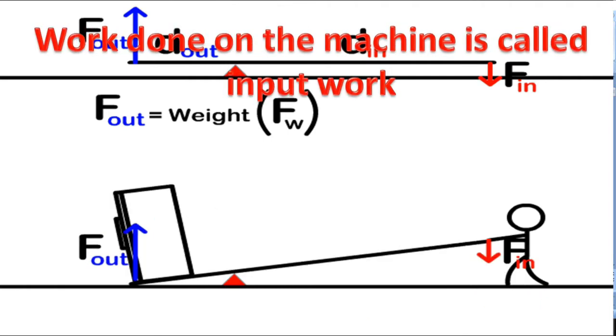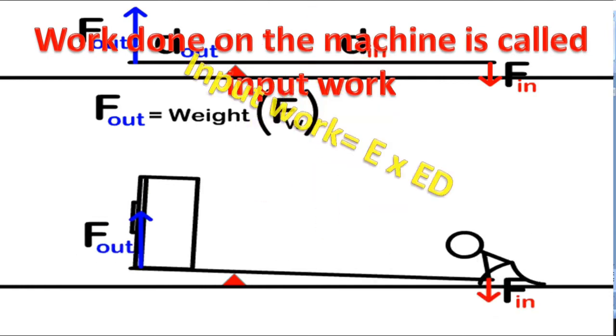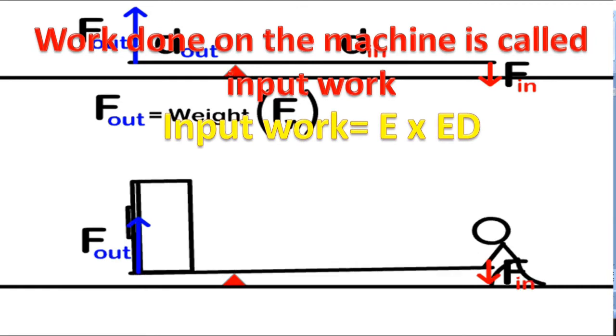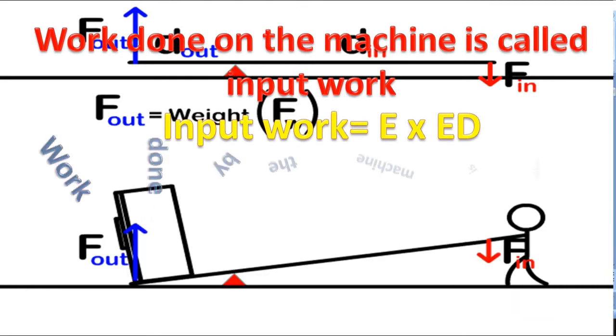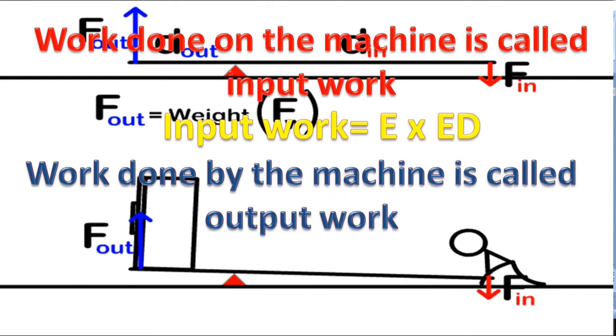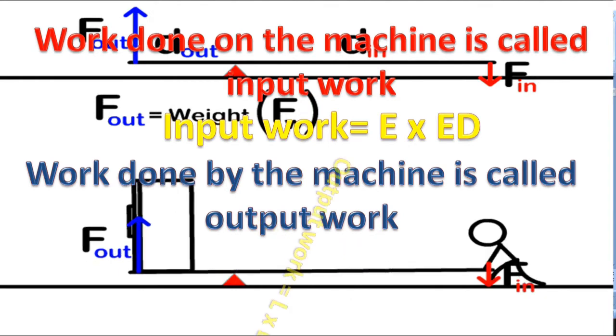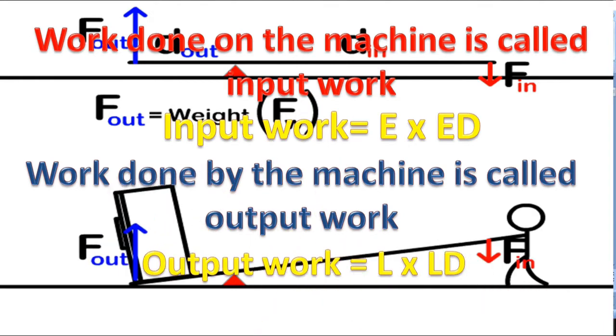Work done on the machine is called input work. It is calculated by input work equal to effort into effort distance. Work done by the machine is called output work. It is calculated by output work equal to load into load distance.